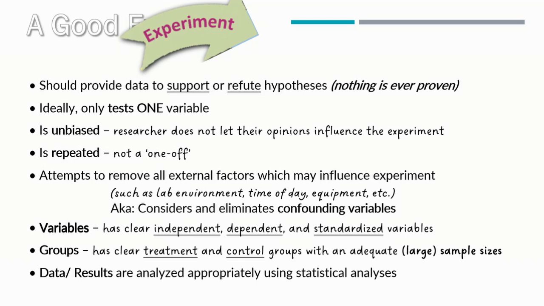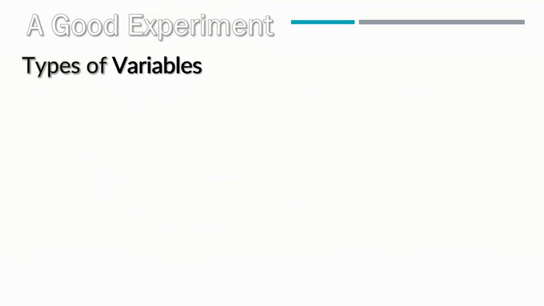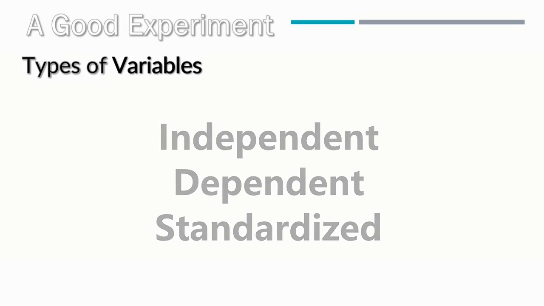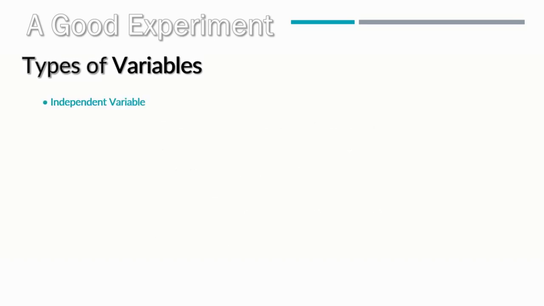So let's start out with types of variables. In a good experiment, there are three types of variables. We have our independent, dependent, and standardized variables. Starting with the independent variable. The independent variable is kind of what it sounds like. It's the variable that is not dependent on any other variable in your experiment, right? And so this is something, the data that stands alone. It isn't changed by other variables that you are trying to measure.